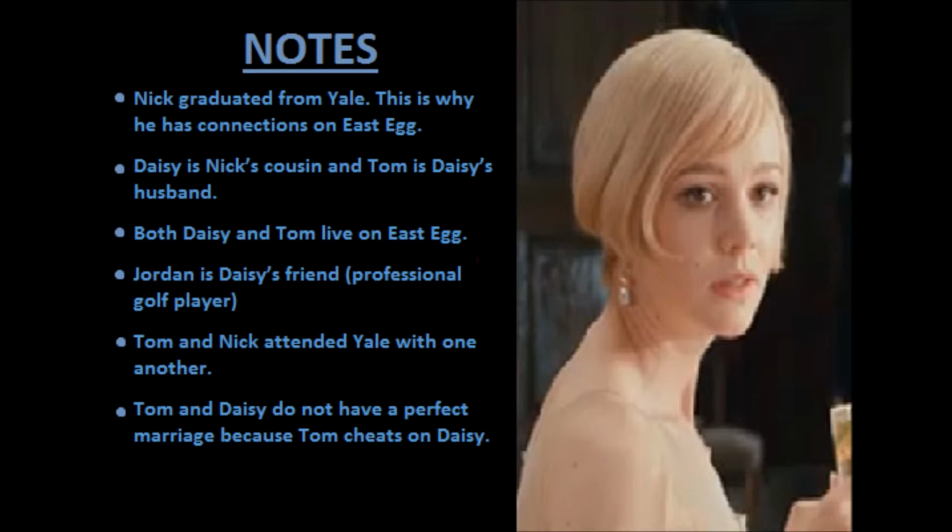This leads us to our introduction of Daisy, who is Nick's cousin, Daisy's friend Jordan, who happens to be a professional golf player, and Daisy's husband Tom, who Nick socialized with at Yale. Quickly, we are able to see that this marriage is far from perfect. Nick goes over to have dinner with them, and it quickly becomes clear that Tom has another lover, and Daisy pretty much knows about it and keeps it to herself and lets it go on without saying anything.